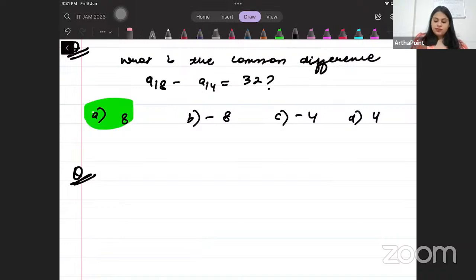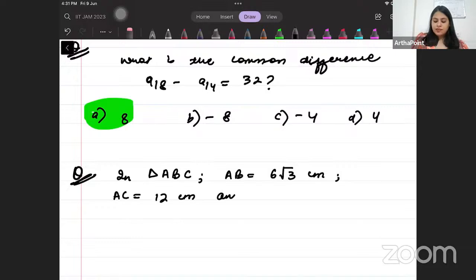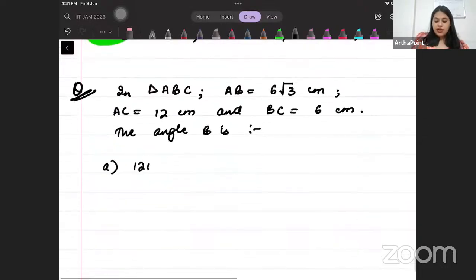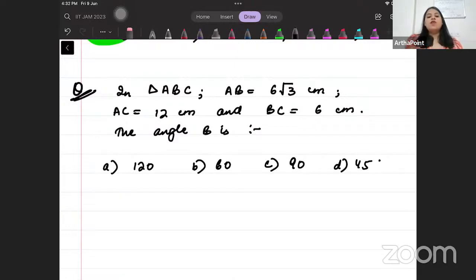So I am saying the following. In triangle ABC, AB is 6√3 centimeters, AC is 12 centimeters, BC is 6 centimeters. The angle B is, and the options given to you are 120, 60, 90, and 45. You have to give what angle B will be. Take a moment. Try to do this yourself first.